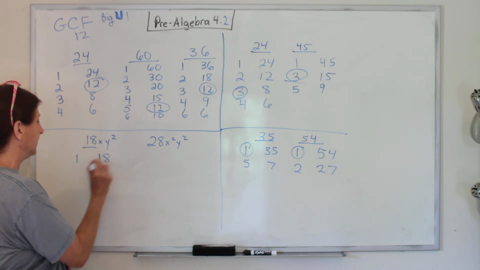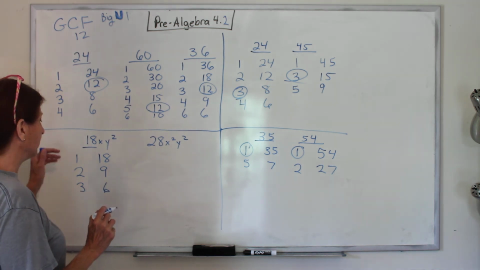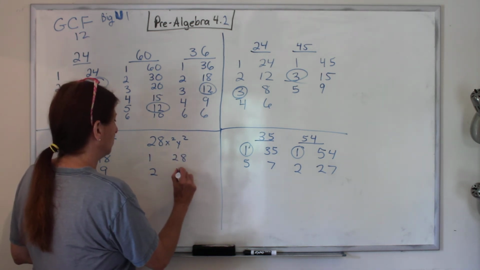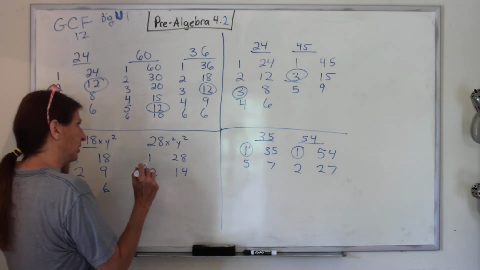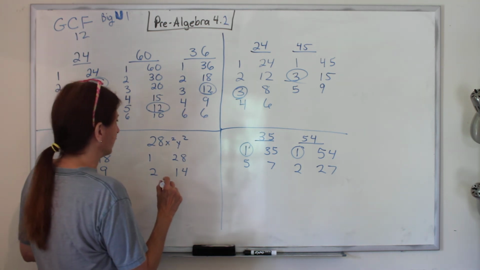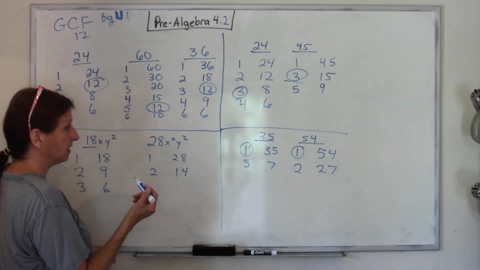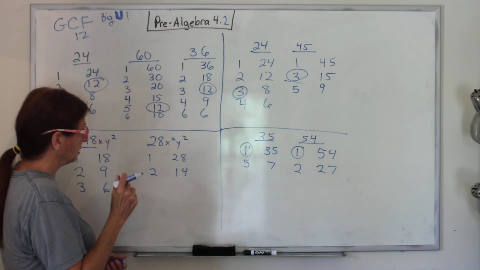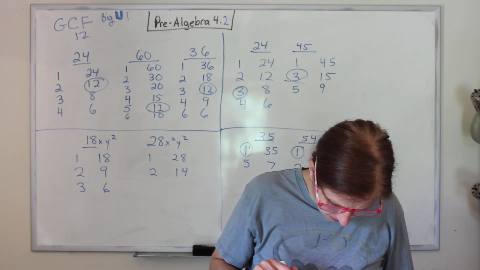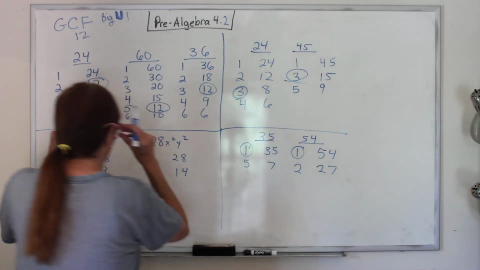So 1 and 18, 2 and 9, 3 and 6, 4 doesn't go into it, 5 doesn't go into it, that's it. Okay, so 1 and 28, 2 and 14, 3 doesn't go into it, 4 doesn't go into it, 5 doesn't go into it, 6 doesn't go into it, 7, 8, 9, 10, 11, 12, 13, 14. I think that's it for that one. Let's make sure. Yep, I think I got them. If not, it's still going to work with what I want it to.